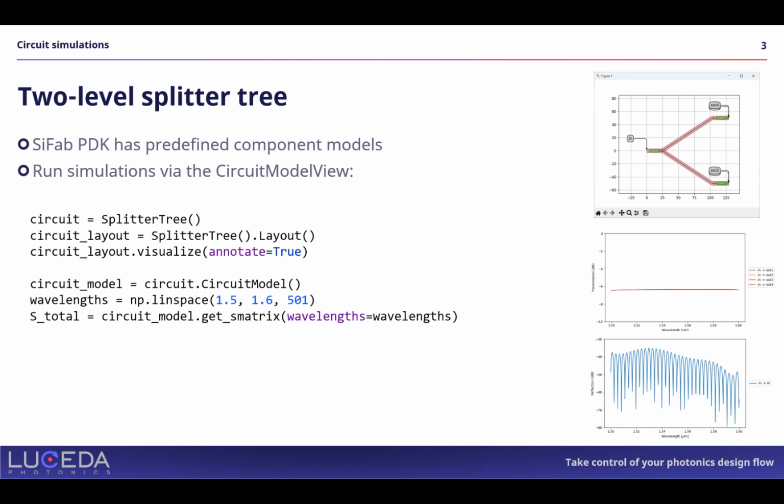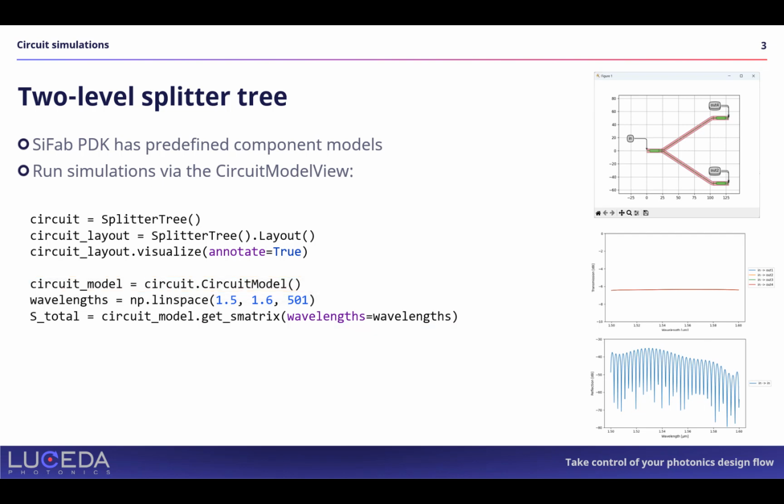If every component in a circuit has a model attached to it, running a frequency domain simulation is quite simple. Let's start with the two-level splitter tree from the previous chapter as an example. As always, we first import the PDK, IPKISS, and any other dependencies we need. Because every MMI and waveguide in SciFab PDK already has a predefined model, we just need to instantiate the circuit model view of the circuit and call getSMatrix.